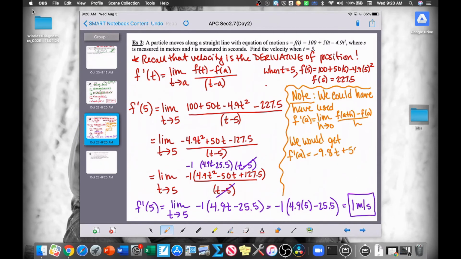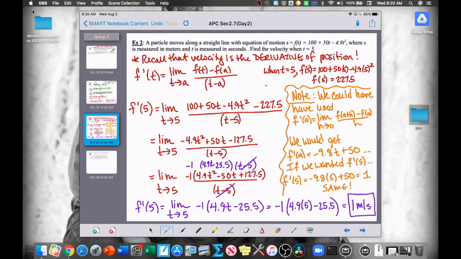And if we had used that formula, we would get a different answer, right? We would get that f prime of a is equal to negative 9.8t plus 50. But remember, that would be an equation for the derivative anywhere on our function. So then if we wanted f prime of 5, f prime of 5 would be equal to negative 9.8 times 5 plus 50. And if you do the math, you get that that is equal to 1, which is the same answer that we got when we used the second derivative formula.